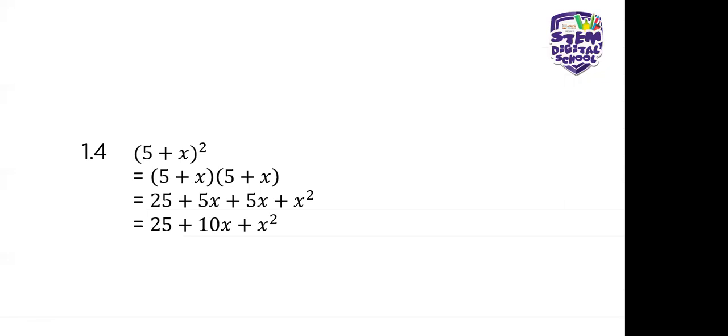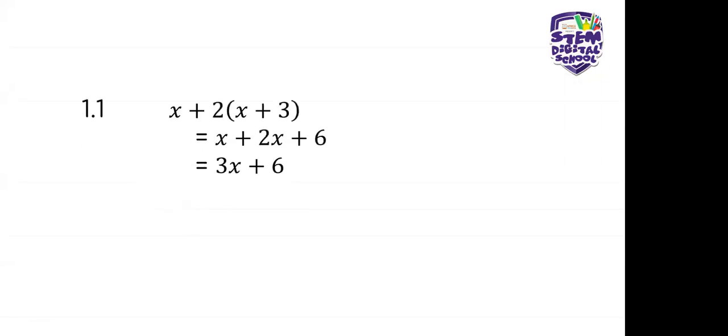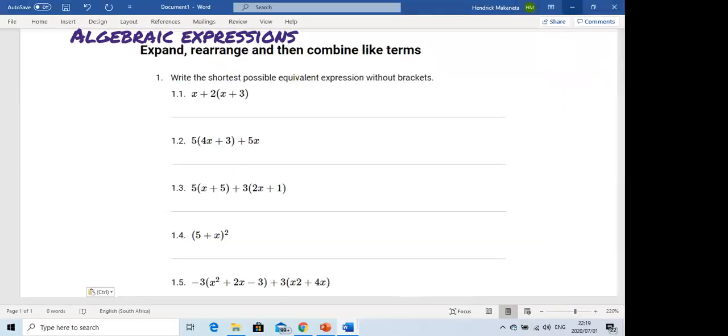The last one, of course, before we do the substitutions, the last one was -3 open bracket x squared plus 2x minus 3, and then you close the bracket, plus 3 open bracket x squared. Remember I said the last one is x squared plus 4x. All right.